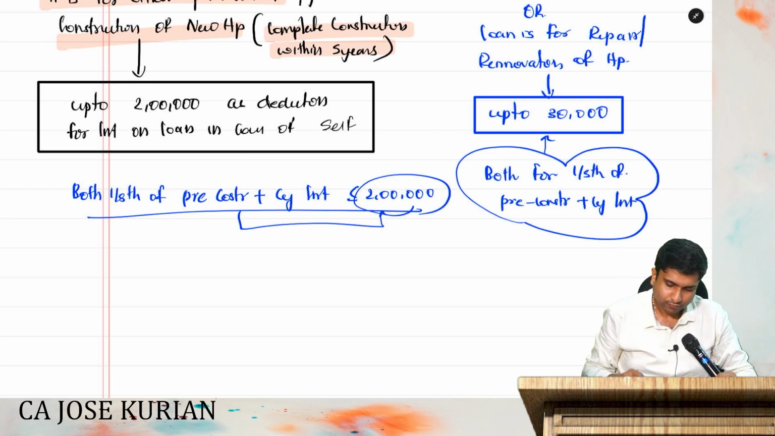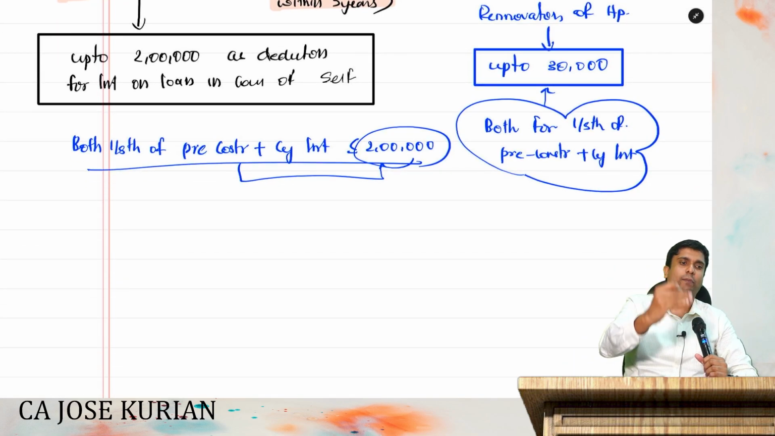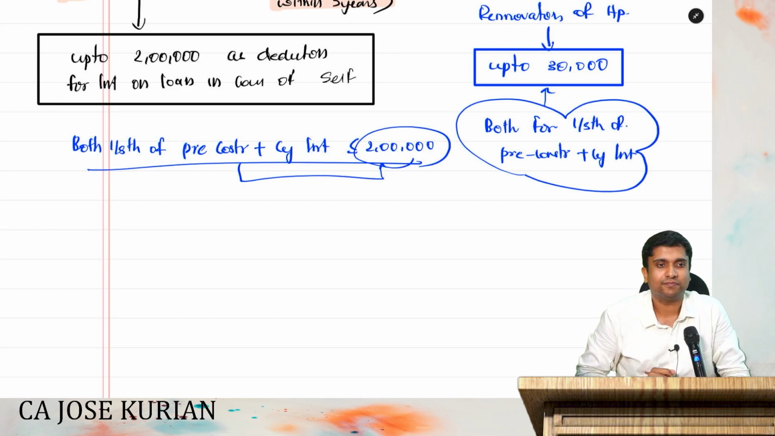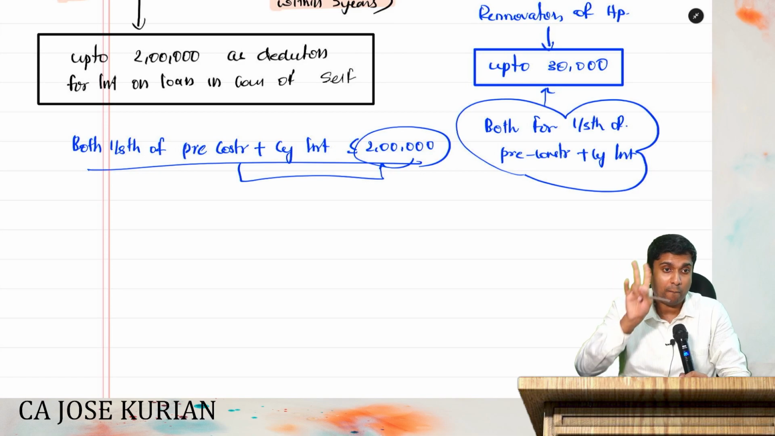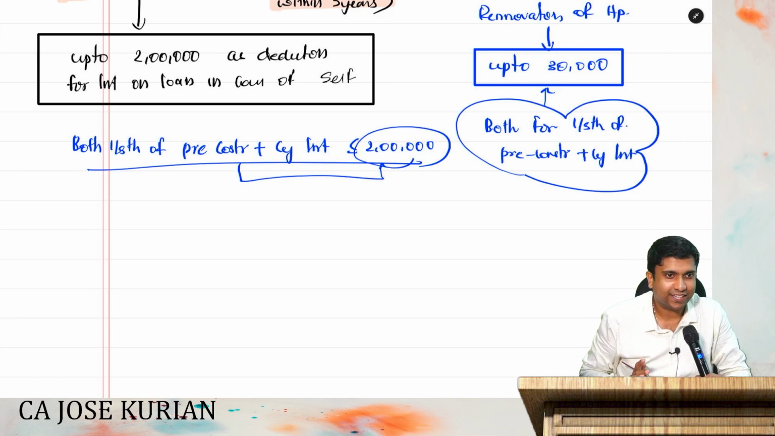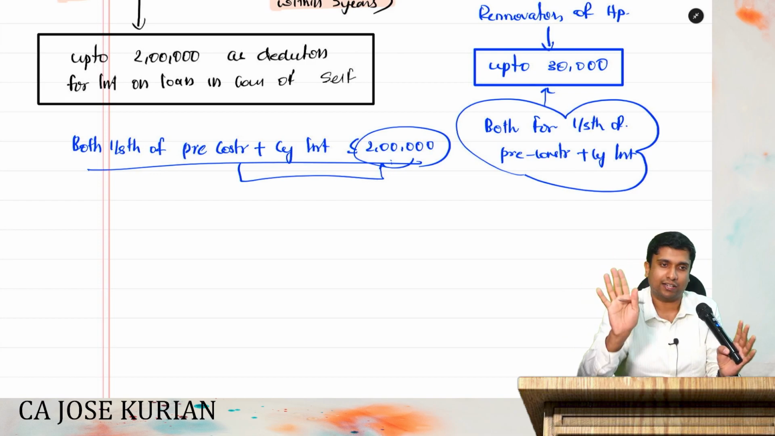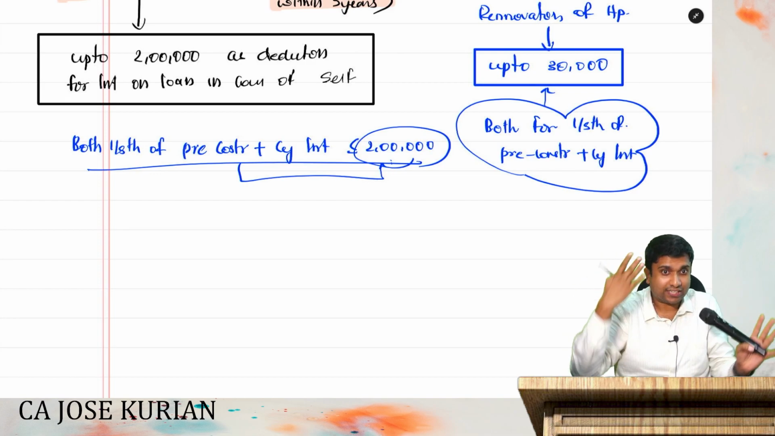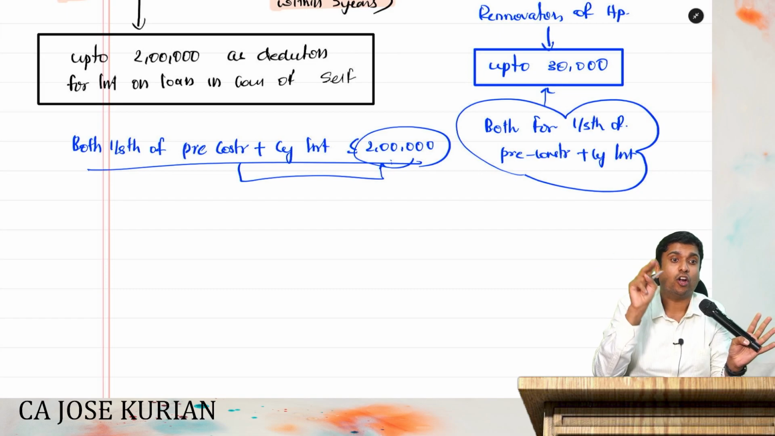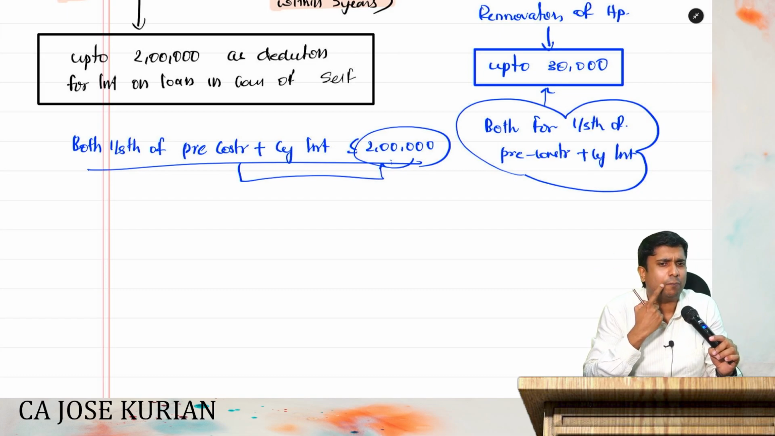Now listen. How many self-occupied properties can a person have? Maximum 2 properties. Yes or no? This ceiling limit is not property-wise. It is total. It is total for the self-occupied property. It is not property-wise.